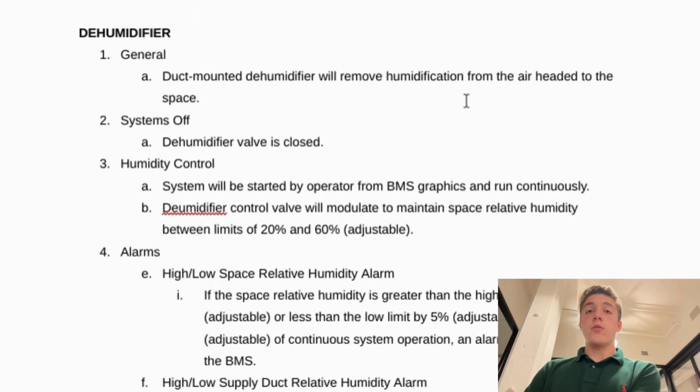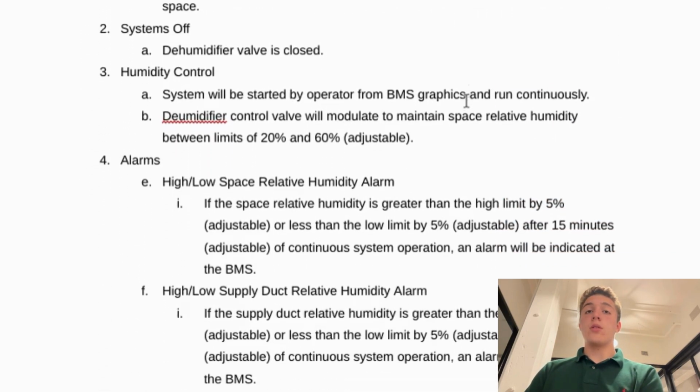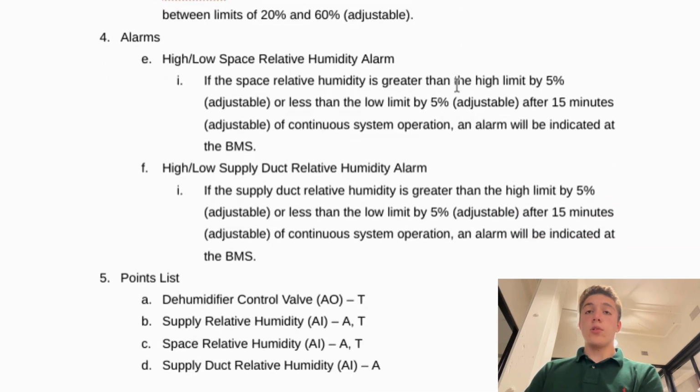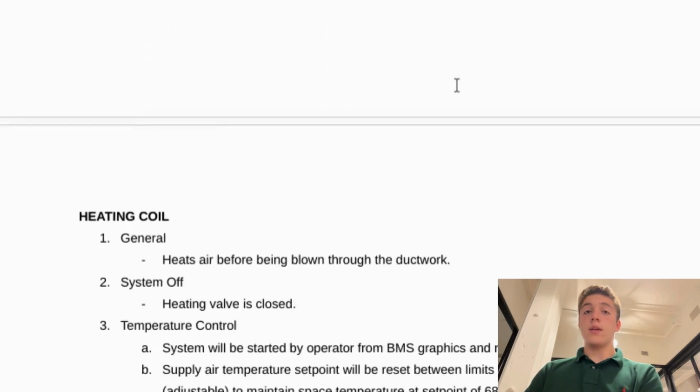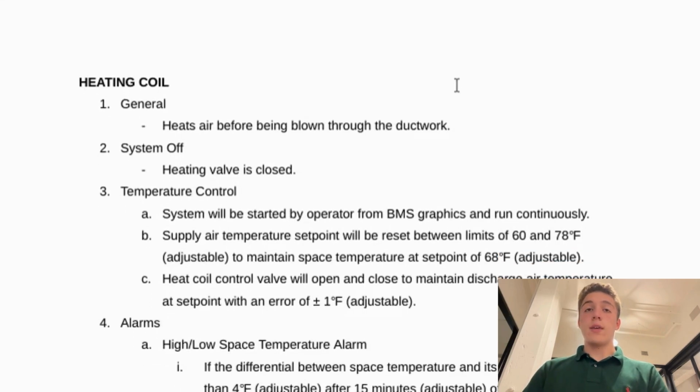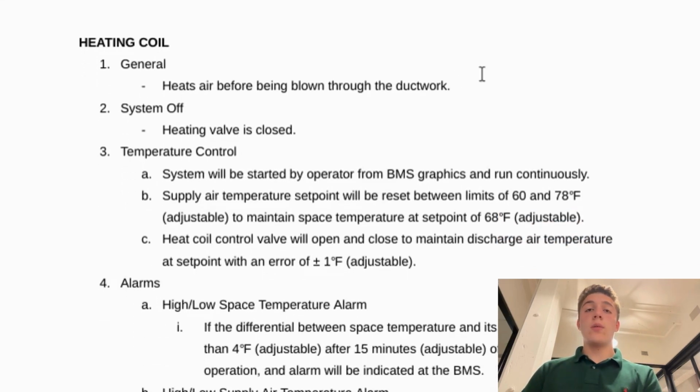And next we have a dehumidifier, which removes humidification. Works very similarly to a humidifier, so I'm going to scroll through this one again because they basically control the same things. Next we have a heating coil. This heats air before it's blown through the ductwork. When the system is off, the heating valve is closed.